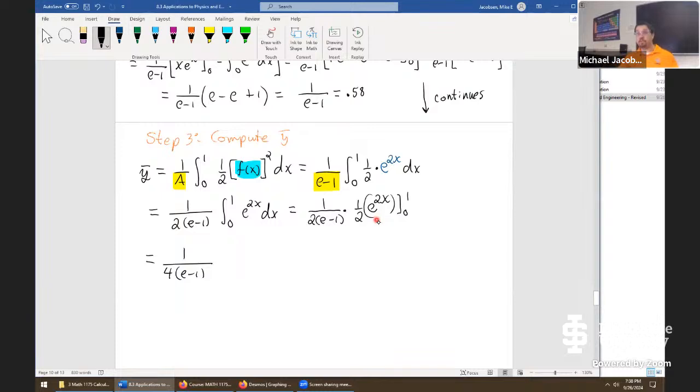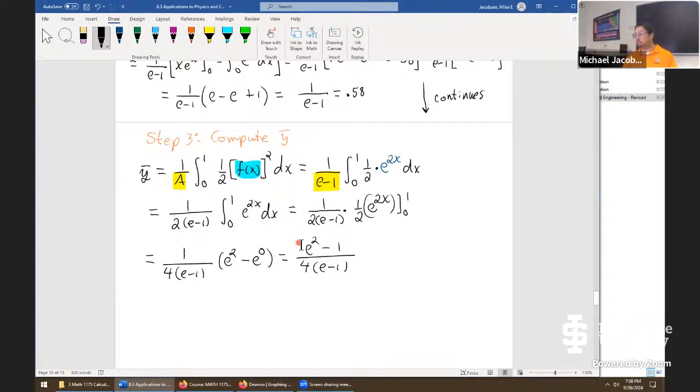Now let's focus on that parenthesis. We have e squared when we plug in 1, e to the power of 0 when we plug in 0. So this is 4 times e minus 1 down below, e squared minus 1 above. So I took this, just multiplied it into the numerator.